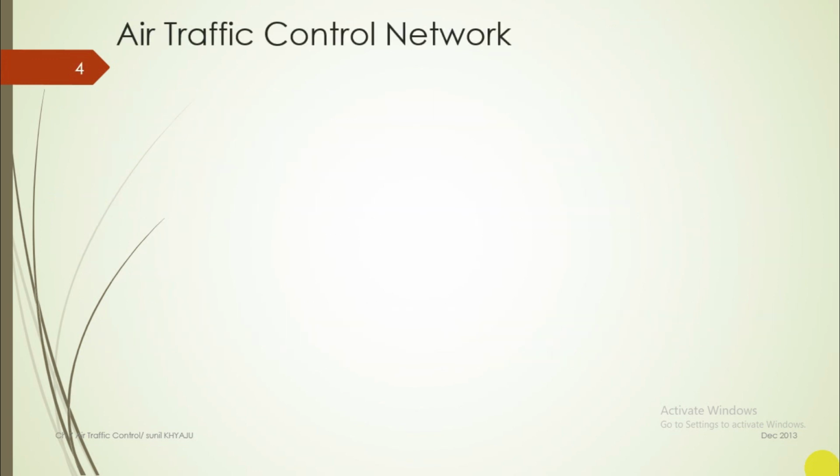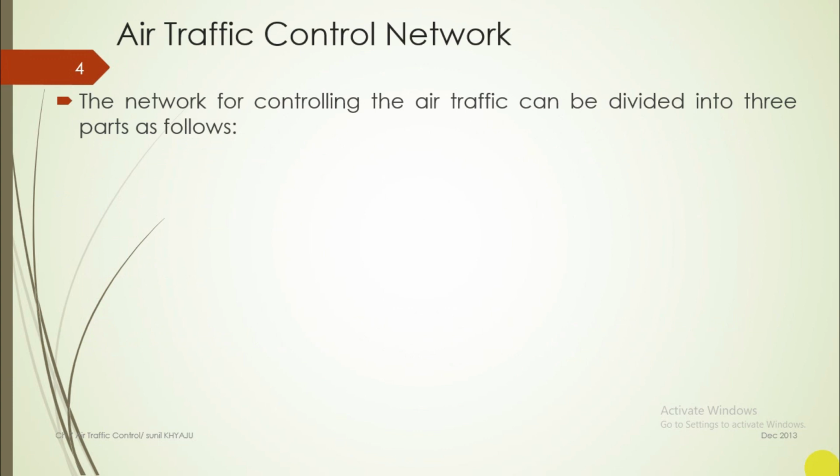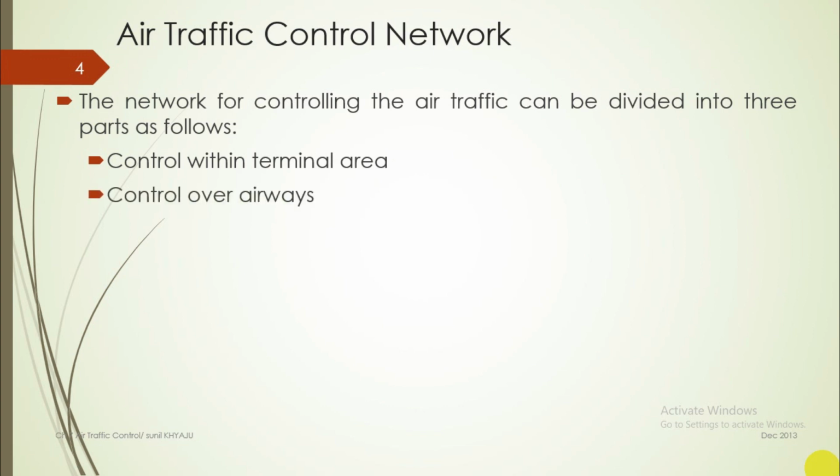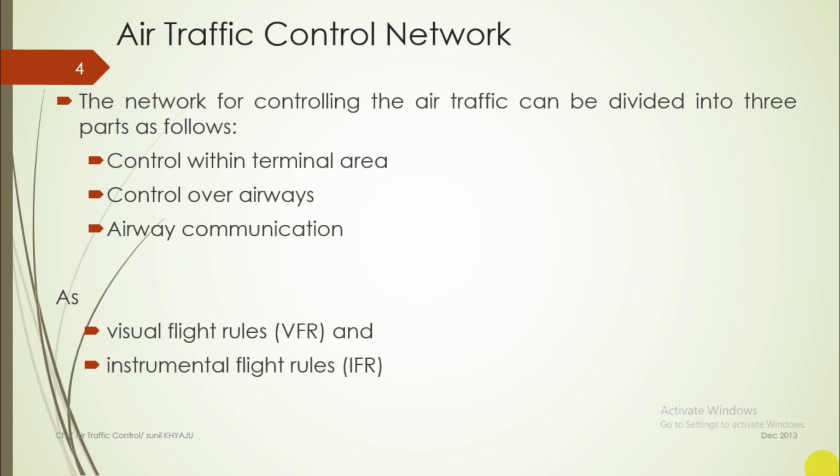Air traffic control network. The network for controlling the air traffic can be divided into three parts as follows: control within terminal area, control over airways, and airways communication, as visual flight rule and instrument flight rule.